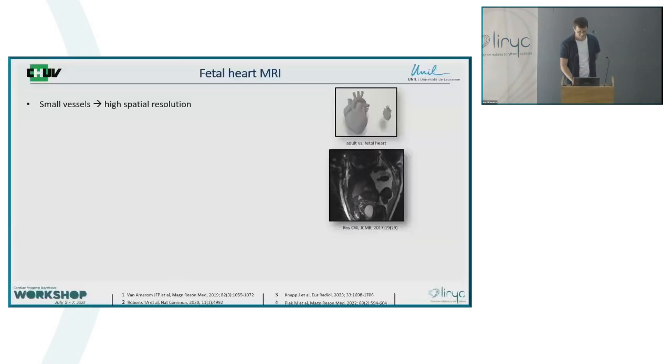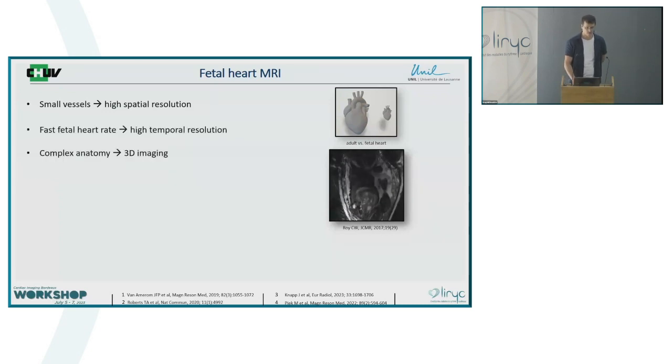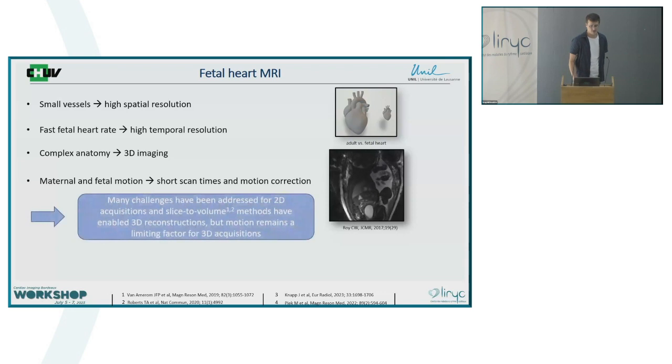Okay. So yes, high spatial resolution, high temporal resolution. We need to guarantee the coverage of the complex fetal cardiac anatomy by either having specific scan planning or by using 3D imaging. And we have to find a way to deal with the maternal and the fetal motion by having, for example, short scan times and by implementing motion correction algorithms. Many of these challenges have already been addressed for 2D acquisitions, and slice-to-volume methods have already enabled 3D reconstructions. But nevertheless, motion remains a limiting factor, especially for 3D acquisitions.